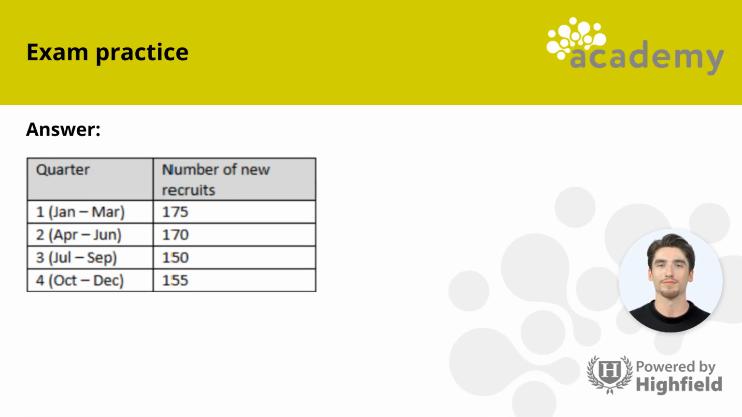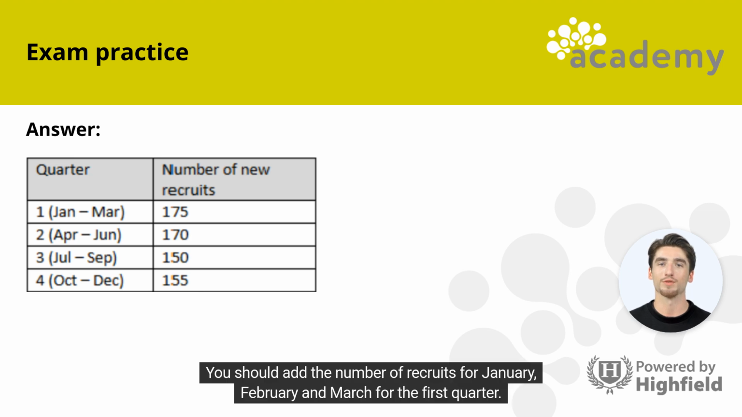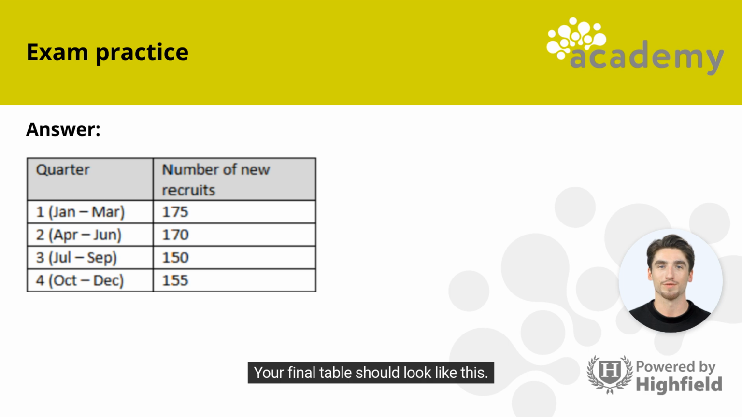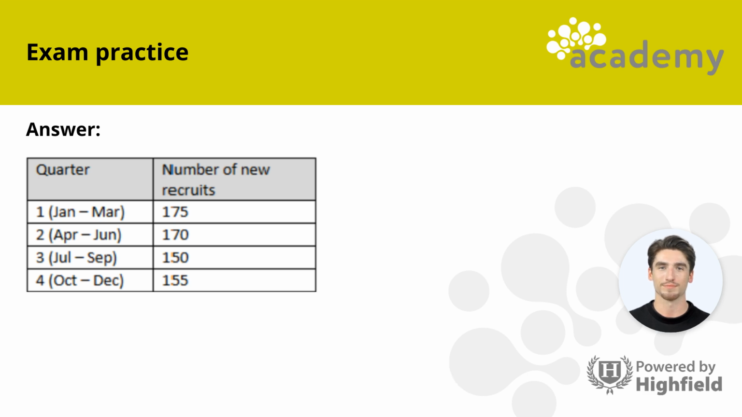Let's check your answer. You should add the number of recruits for January, February, and March for the first quarter. Then, add the number of recruits for April, May, and June for the second quarter, and so on. Your final table should look like this.